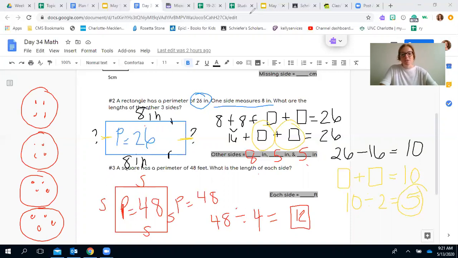So now what I would need you to do is go and work on your practice problems in your packet for day 34. Don't forget to put your answers on the slide so that your teacher can check your work. And if you need any help, just reach out to us.